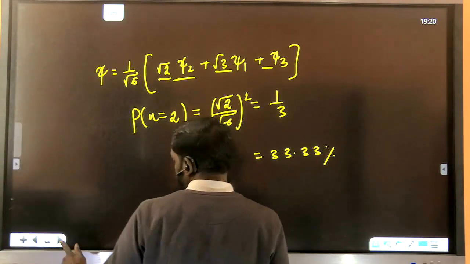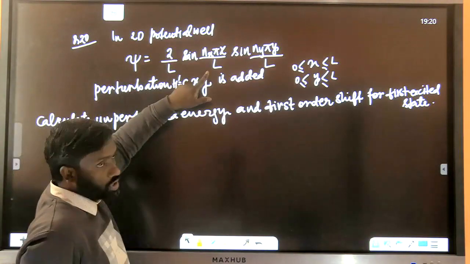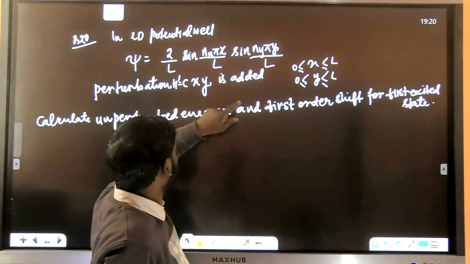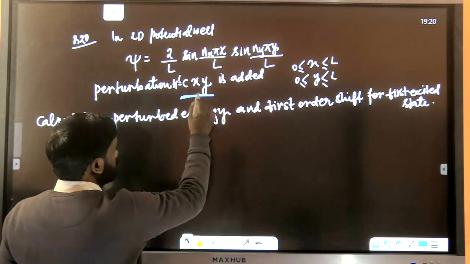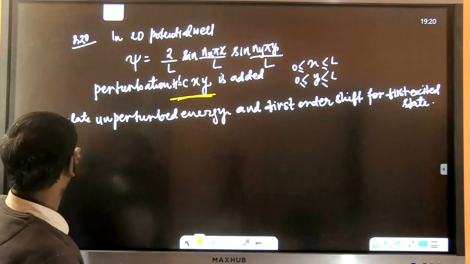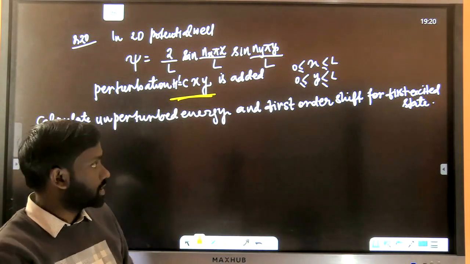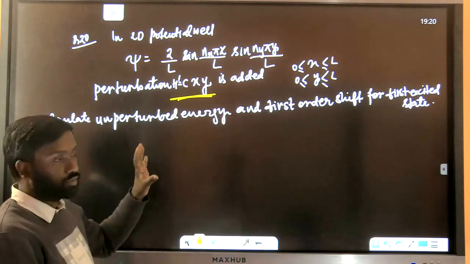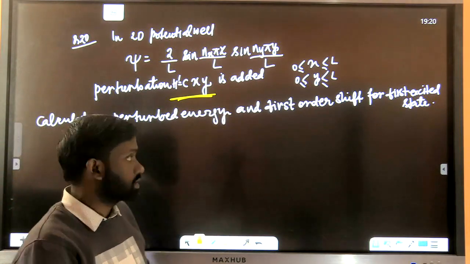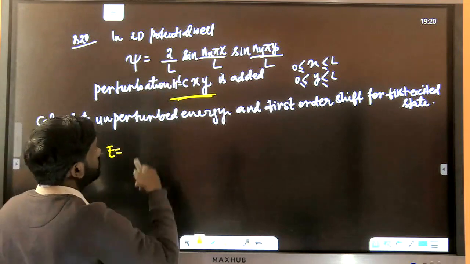Okay, now this is another question. It says in a 2D potential, this is the wave function, and now a perturbation is added. This is the perturbation that is added. The question is to calculate the unperturbed energy and the first order shift for the first excited state. So we have to calculate the unperturbed energy for the first excited state and the first order shift also for the first excited state. All right, so the energy for this 2D potential well.